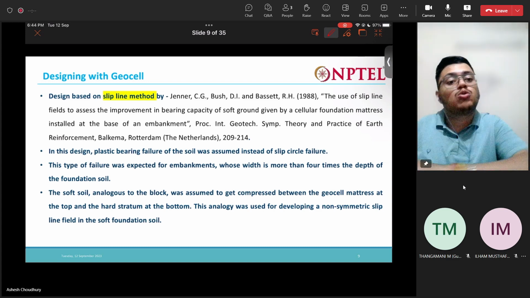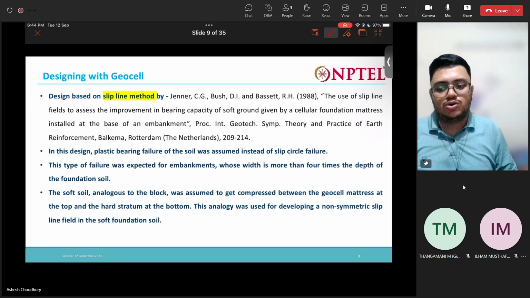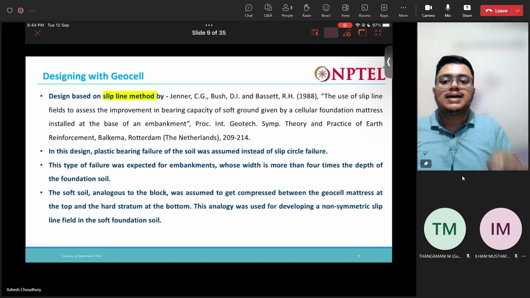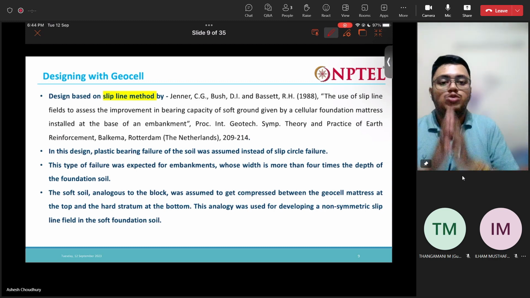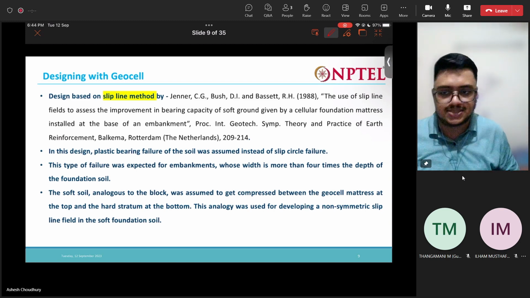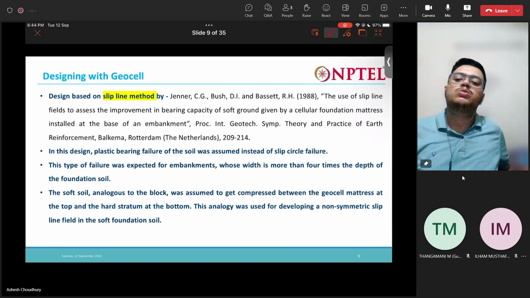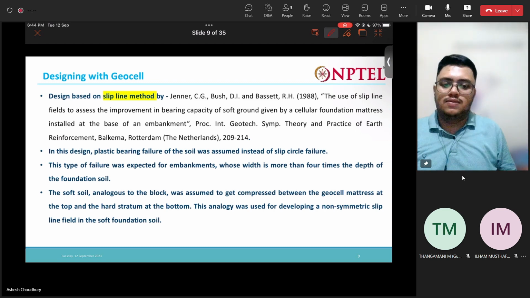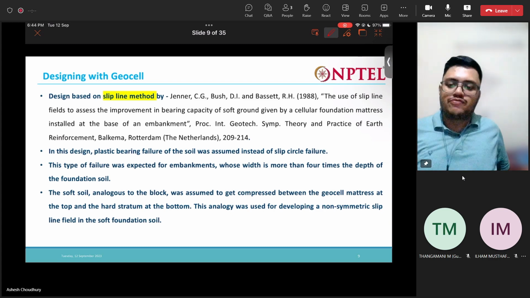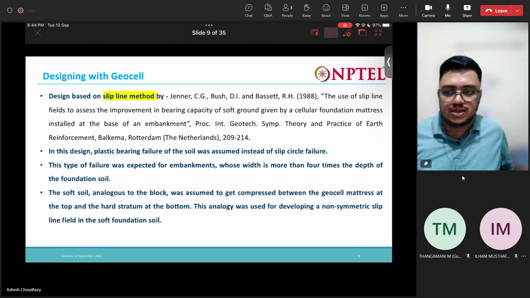When the soil goes into the plastic state, the soil is not in an elastic state, it's completely in a plastic state. In that plastic equilibrium condition, we use the equilibrium condition to determine the stresses. This is the concept of slip line. From there, we mathematically derive the slip line.